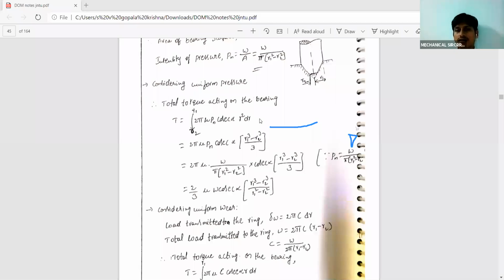Then when we integrate this term, only the integration terms are kept inside the integral and the other terms are taken out: 2 pi mu Pn cosecant alpha into r square dr. What is the integration of r square dr? R cube by 3. Substituting the limits, R1 cube minus R2 cube by 3. Then 2 pi into mu into Pn. What is the value of Pn here?